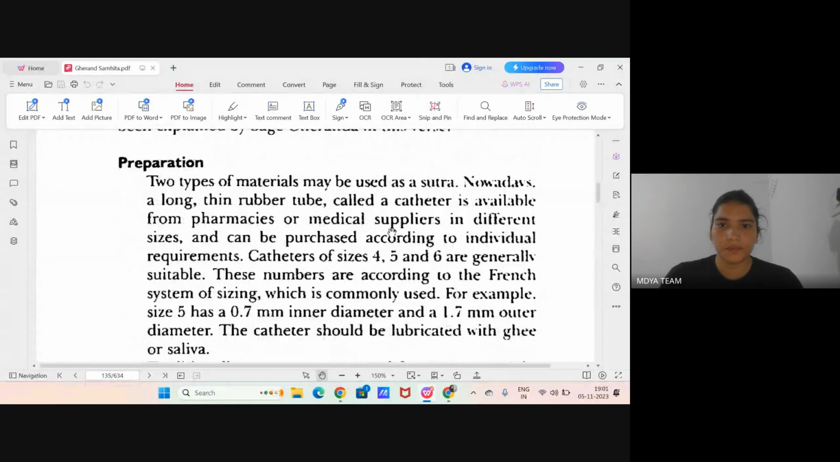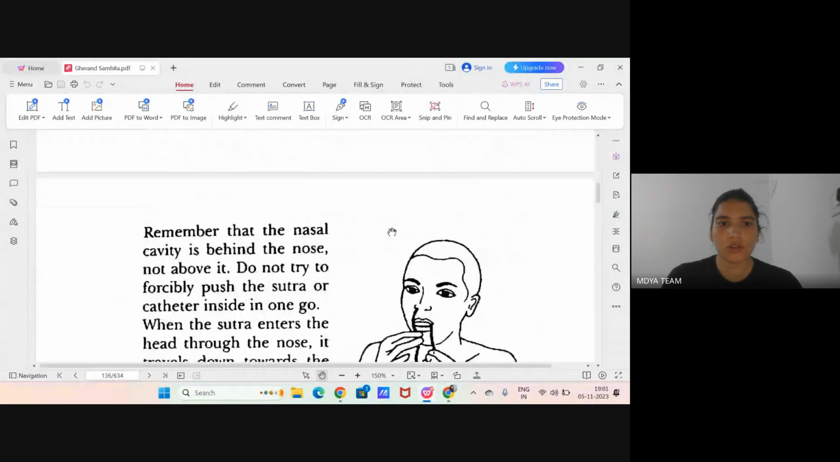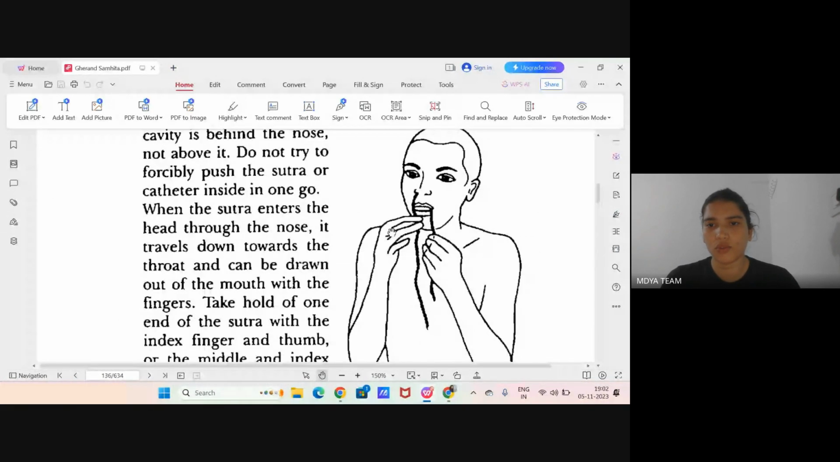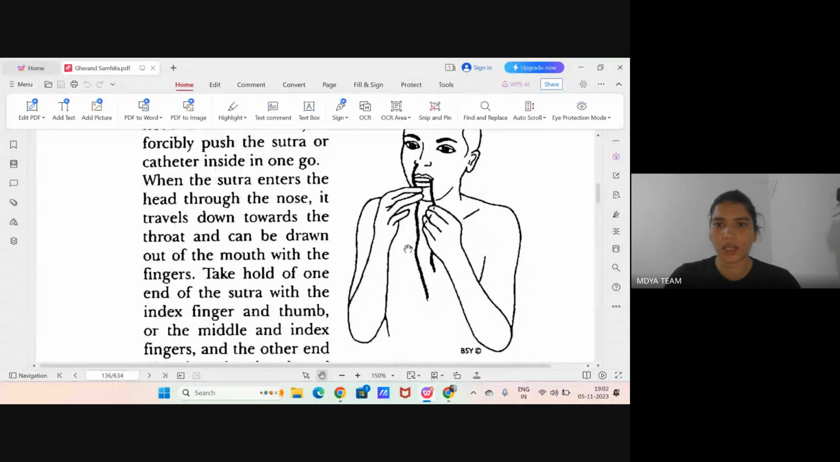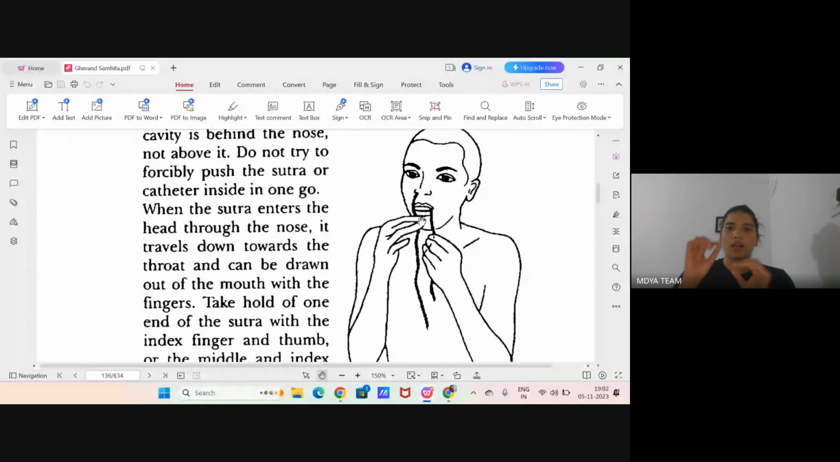So one by one, you can also remember the slok: Vitastimanam Sukshma Sutram Nasa Nale Pravesayet. Here you can see in the figure. Have you all seen Sutra Neti?